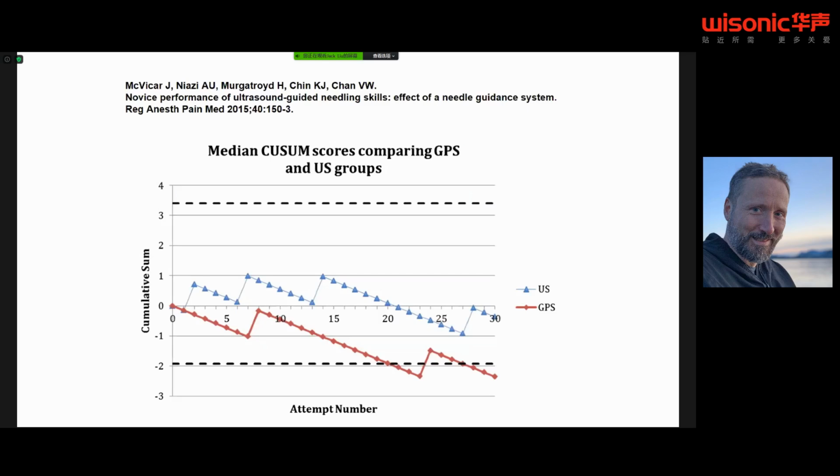Needle tracking systems seem to be particularly useful in a teaching situation with unexperienced colleagues. This is a nice learning curve study by McWeiser and colleagues, and as you can see, the COSAM scores are improving significantly in the group of students using GPS tracking systems when performing their first block procedures.